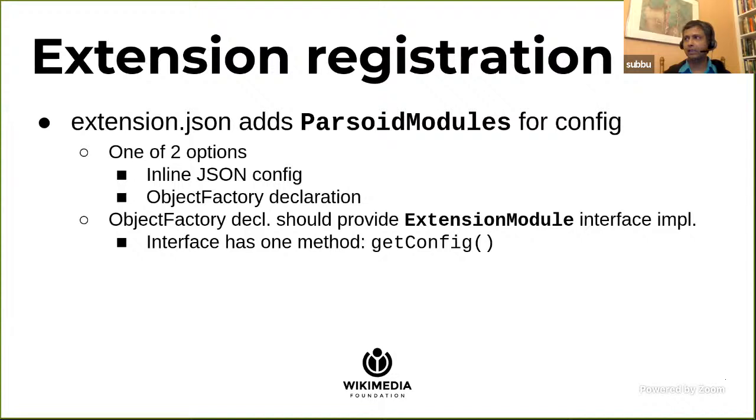Let's step back a little and see how extensions actually register their handlers. We're using the same extension.json mechanism that you're familiar with. We just add an additional property called parsoidModules for config. And you have one of two options. You can specify the config inline. It's a JSON config. Alternatively, you can provide an object factory declaration that provides an implementation of the extension module interface. This interface is exactly one method, getConfig, which would return the configuration for your extension's Parsoid listeners.